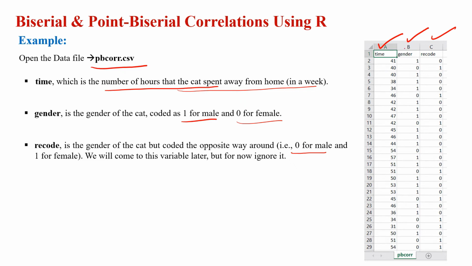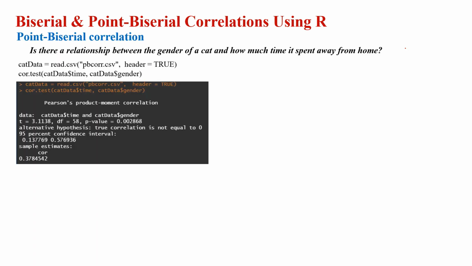But right now we will use these two variables in order to calculate the point biserial, because we know that one of the variables is continuous, whereas the other variable is a true dichotomous variable. So the research question we are going to answer is: is there a relationship between the gender of a cat and how much time it spent away from the home? Okay, so we are going to answer this question.